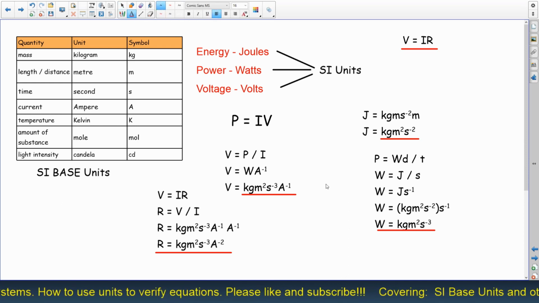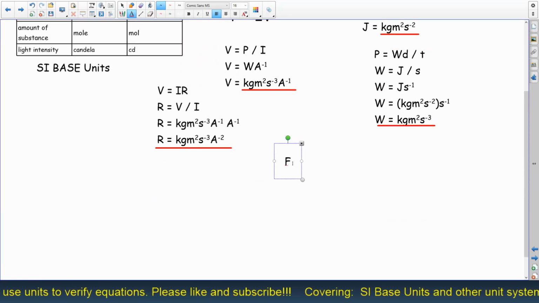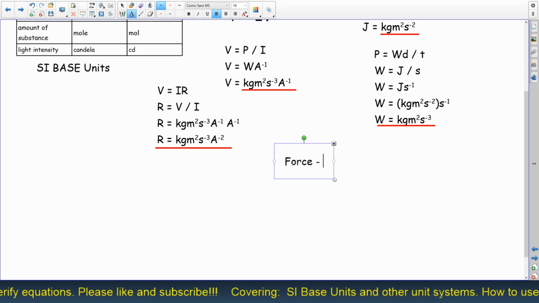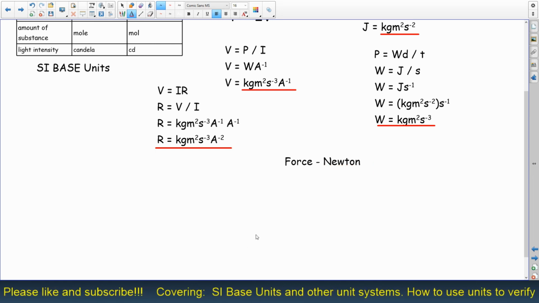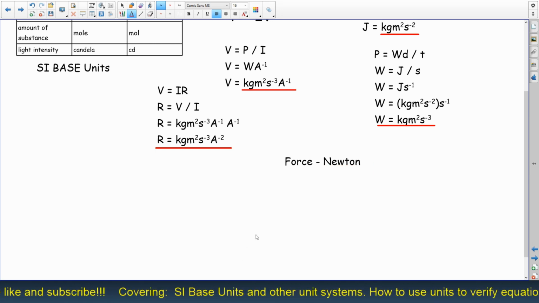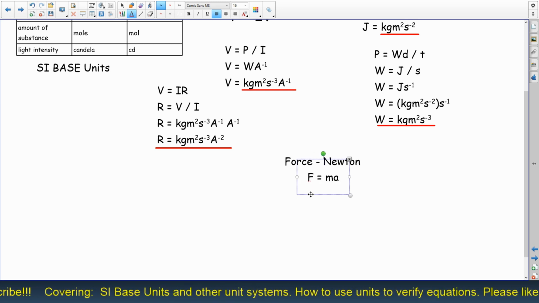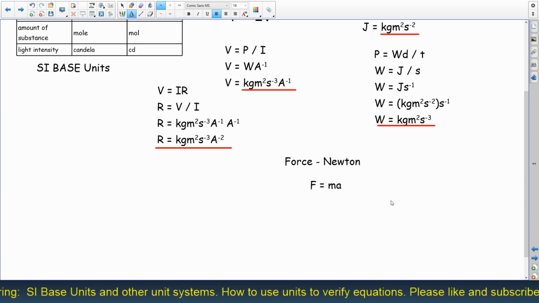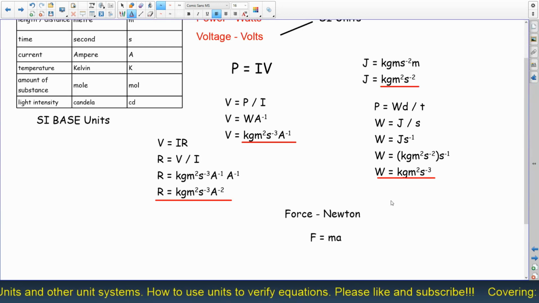All right, so if you want to pause the video here, it'd be a good idea for you to go and say, right, well, what about the unit for force? We know that the SI unit for force is the Newton, but can you work out what its SI base units are using the equation F equals ma, or any F if you particularly fancy. You can use work done equals force times distance if you particularly fancy. Have a crack at that. We'll come back later and see if you got that right.